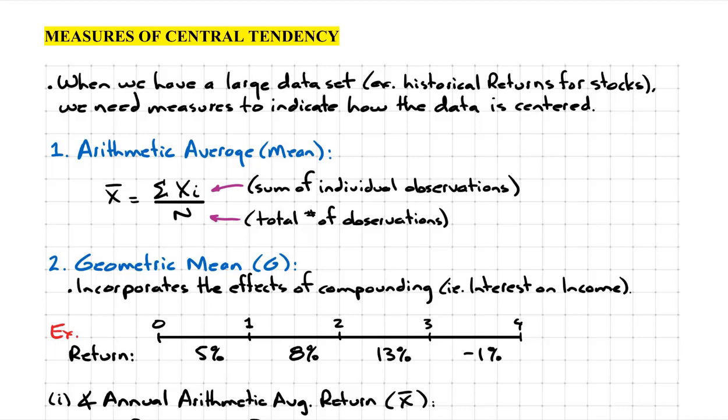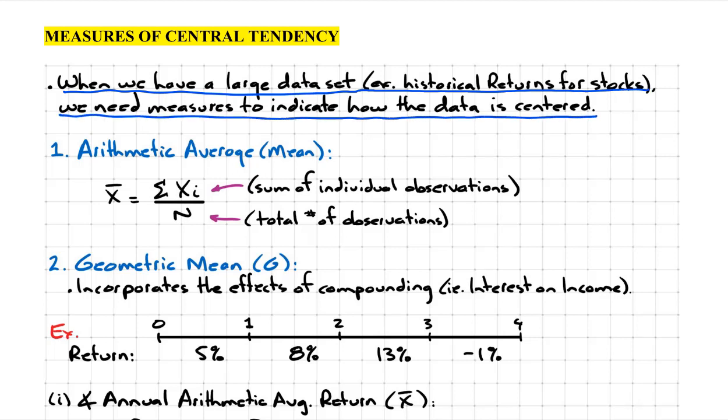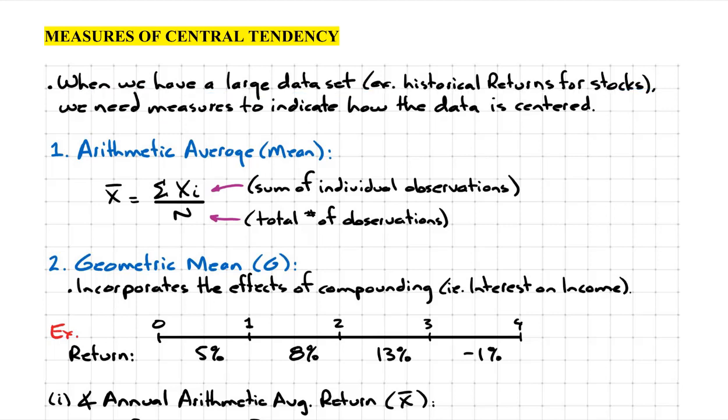Measures of central tendency. When we have a large data set, such as the historical returns on stocks, we need measures to indicate how the data is centered. So imagine we're looking back at 100 years worth of stock index returns. Now that would be a lot of observations.